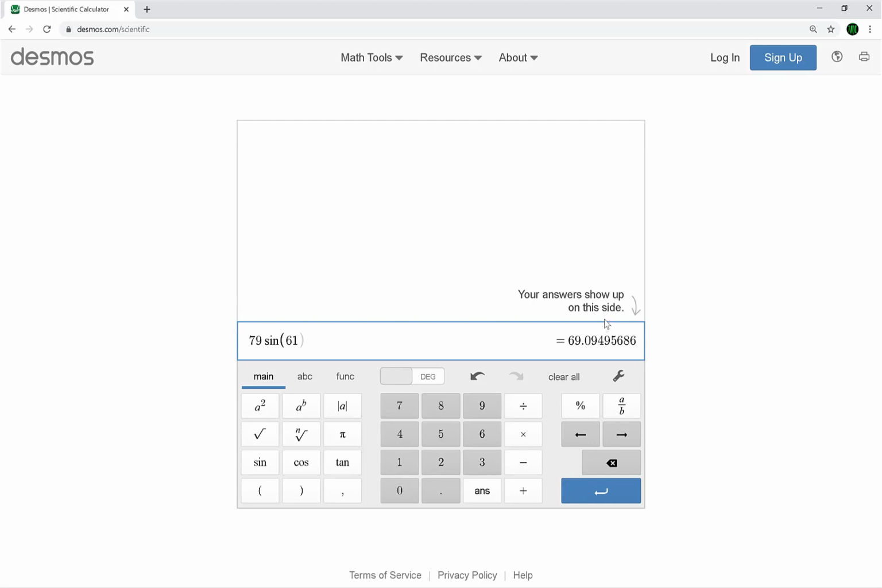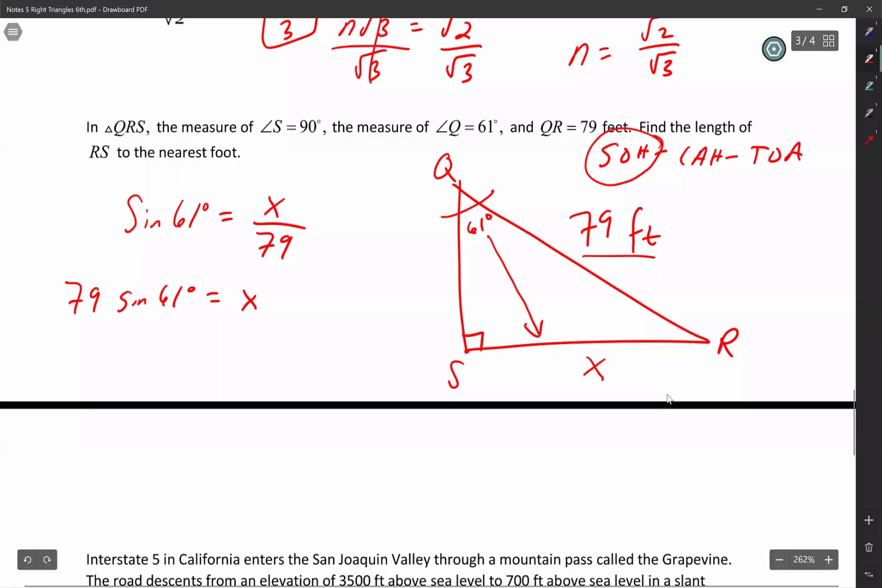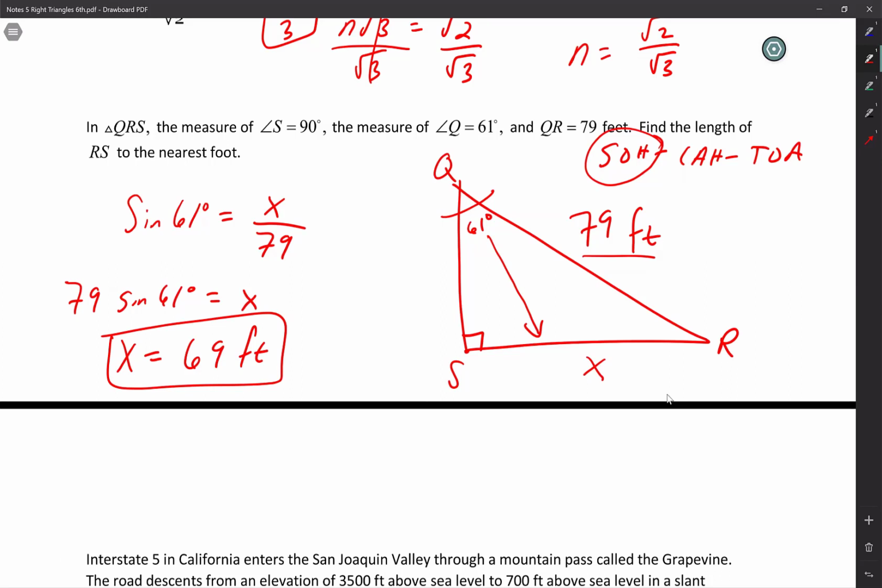69.09495686. You're not going to type all those. I think it says round to the nearest foot. So we're going to put 69. So I'm going to go back to this guy. Hopefully everyone can see. And I'm going to say X equals 69 feet. If there are units, put units. Excuse me. How do we feel, guys? We feel okay?